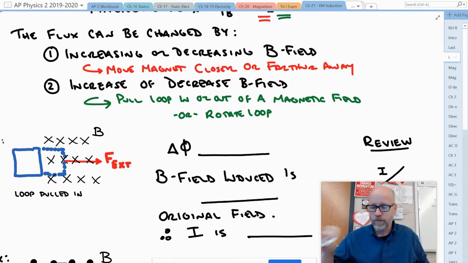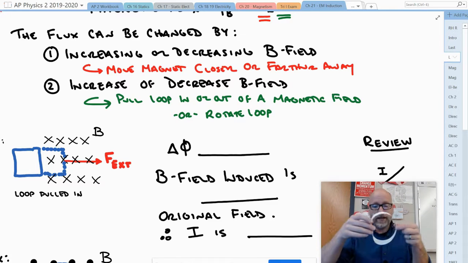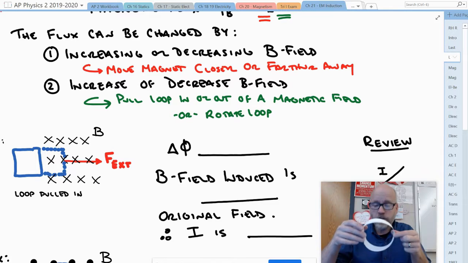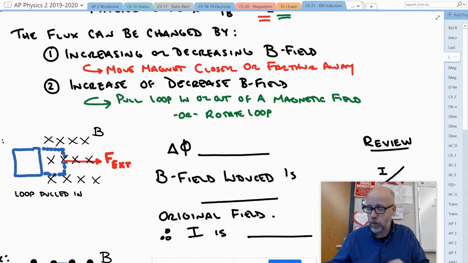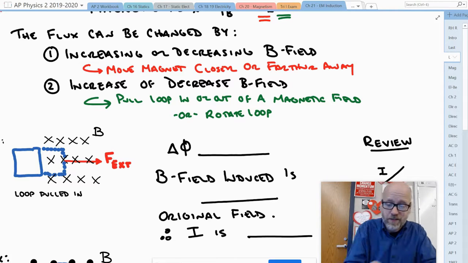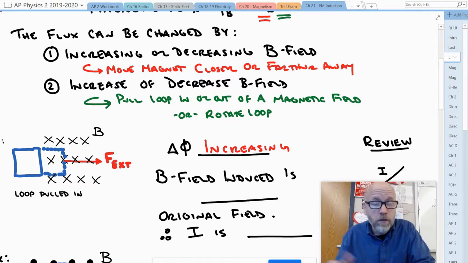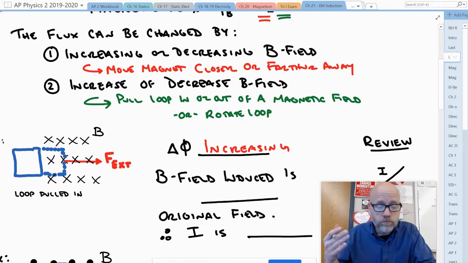Let's do this. Here's my loop. Okay. It is going into a magnetic field. When it does that, it's going to produce its own field that opposes the change in flux. So my first question is, what happens to the change in flux? Is it increasing or decreasing? The answer is that the flux is increasing. It started at 0, and then there is a magnetic field in the loop, so the flux is increasing.